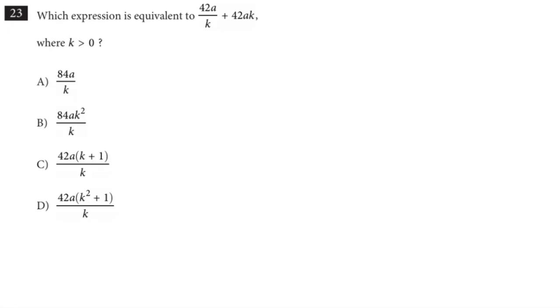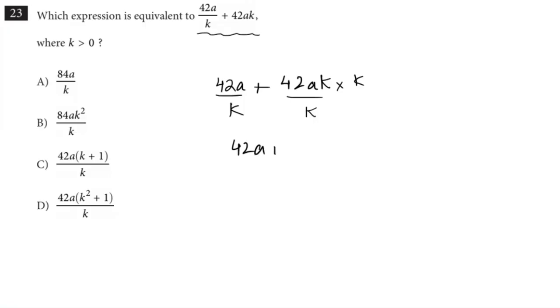Question 23, which expression is equivalent to this, where k is greater than 0? Look at each of the options. They are expressed as a single denominator. So I need to convert this expression into a single denominator. That's your algebra. So I can divide and multiply with a k. So 42a plus 42ak squared divided by k.